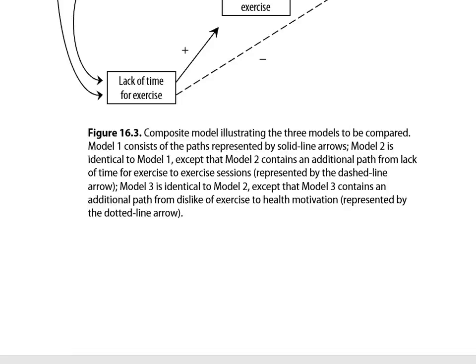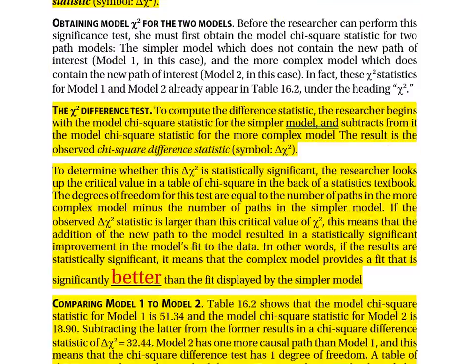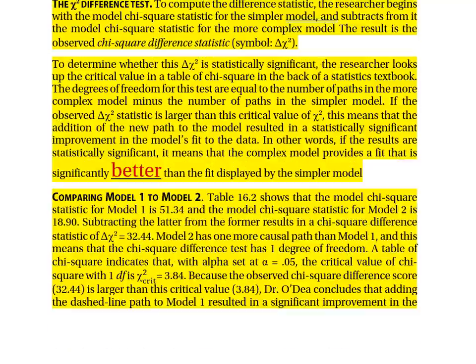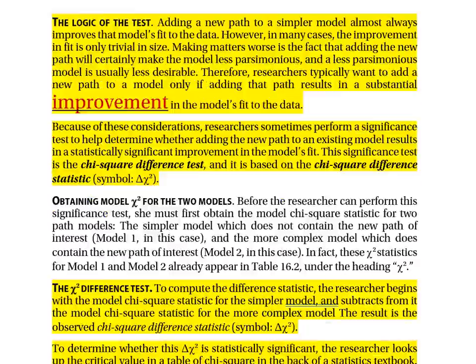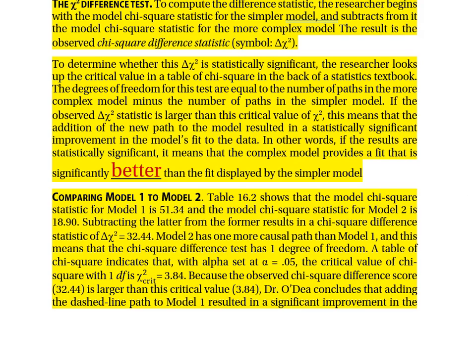Now let's go back to the test that's being described on page 22. Comparing Model 1 to Model 2, I went through all of this. Chi-square statistic for Model 1 was 51.34. Model chi-square for Model 2 was 18.90. Subtracting the latter from the former results in a chi-square difference statistic of delta chi-square being equal to 32.44.